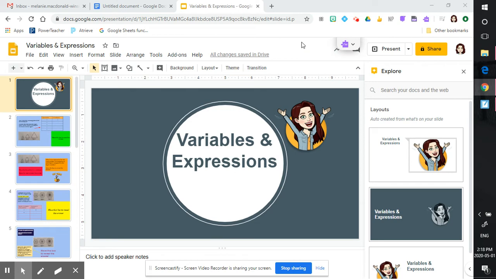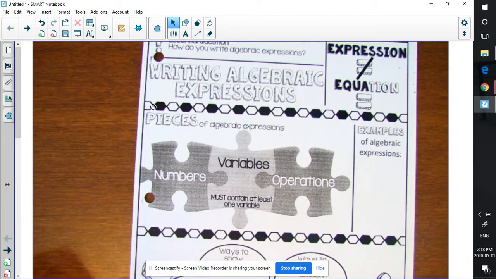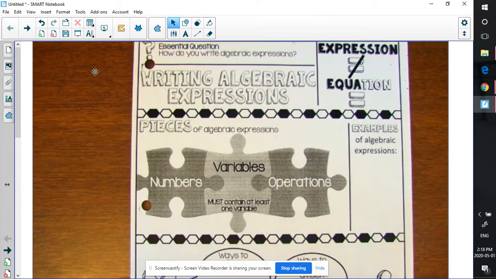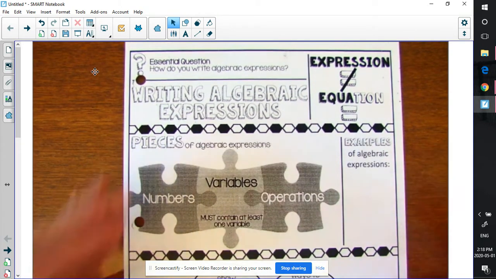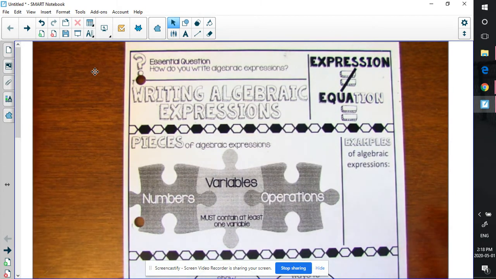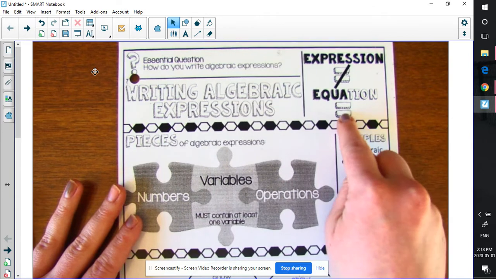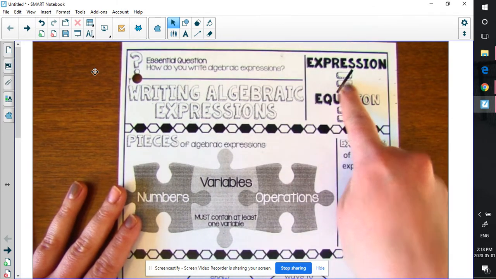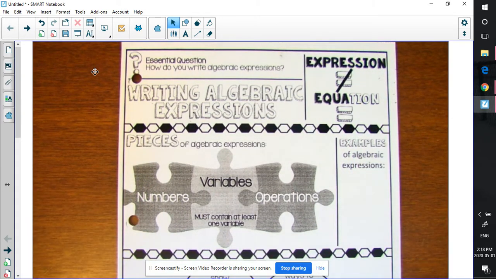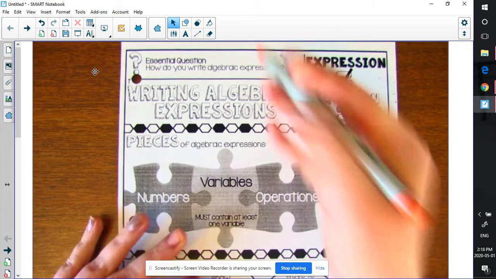Okay, so in this video, I'm going to teach you about what an expression is as well as what a variable is. So let's start off by talking about an expression. An expression looks very similar to an equation. The only difference between an expression and an equation is that an equation has an equal sign, whereas an expression does not. So examples of what an expression looks like is this.